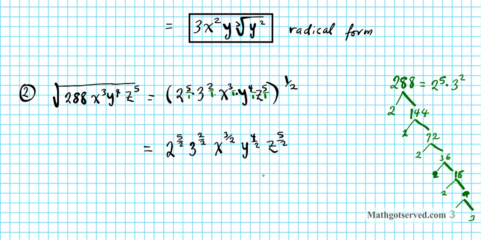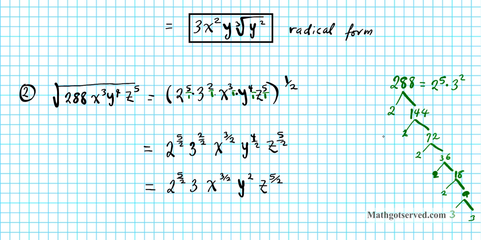All right, so let's see which one can be simplified. Now, if you take a look at the numbers, 2 to the 5/2 cannot be simplified, so we can leave it as 2 to the 5/2. 3 to the 2/2 can just be reduced into 3. Now, if you take a look at these variables, in the reduced form, this one stays the same, x to the 3/2, and this one becomes y to the second power, and this remains z to the 5/2.